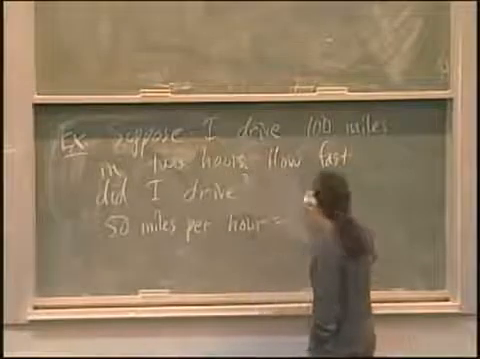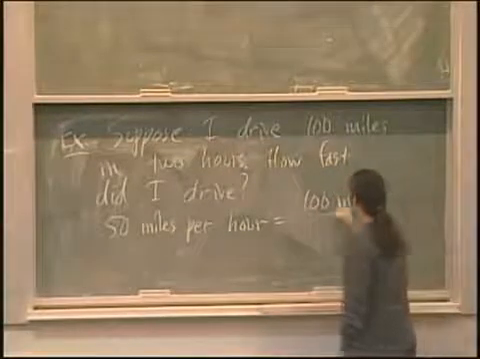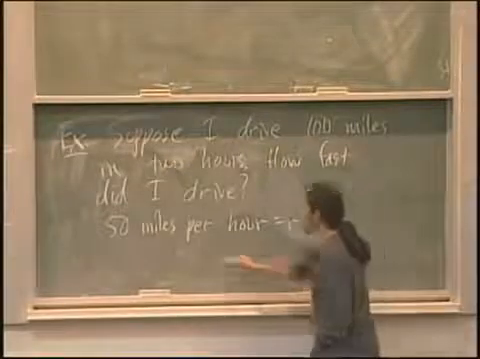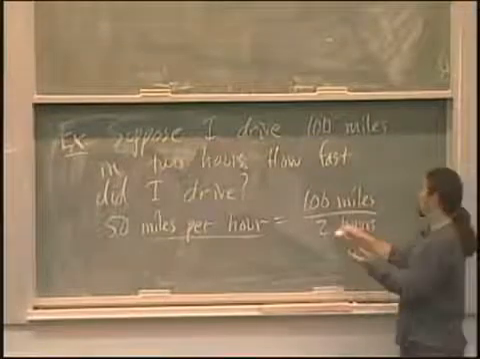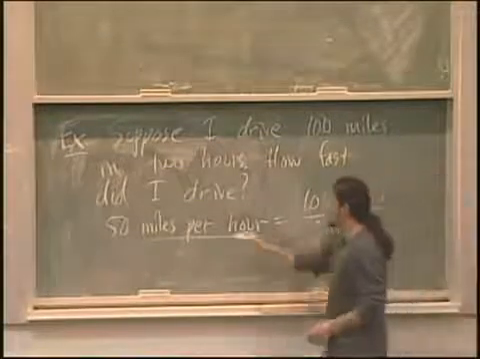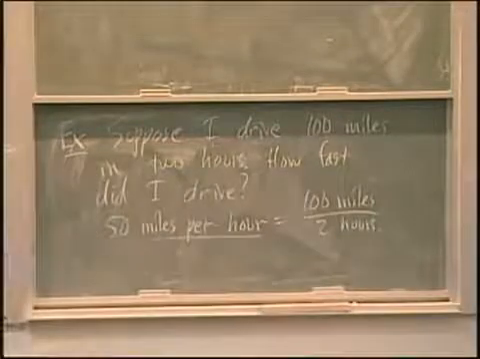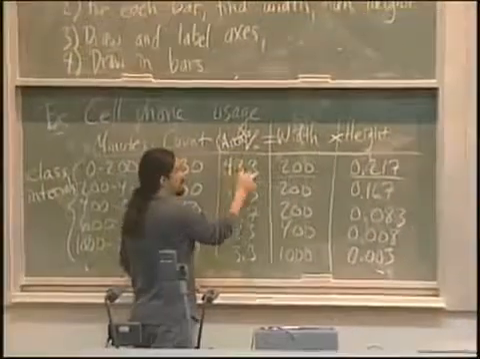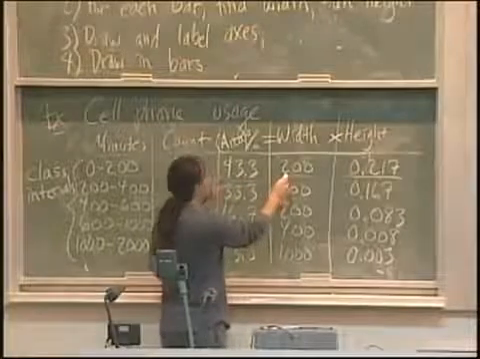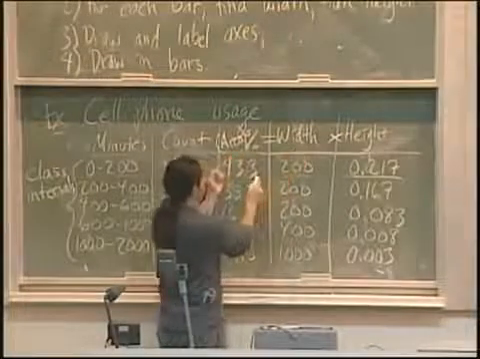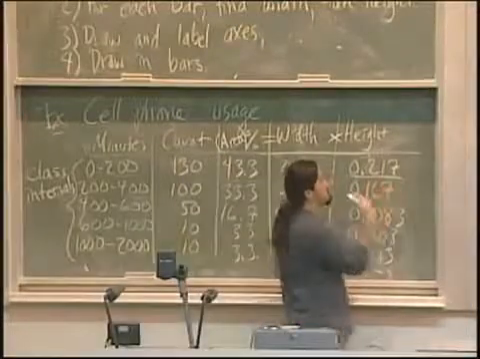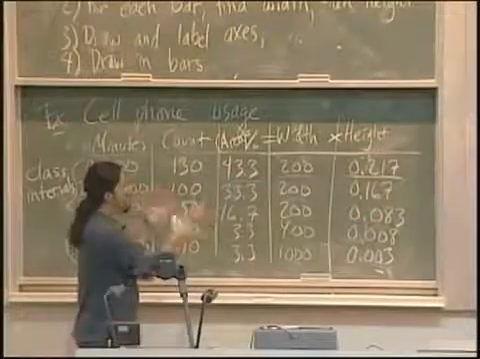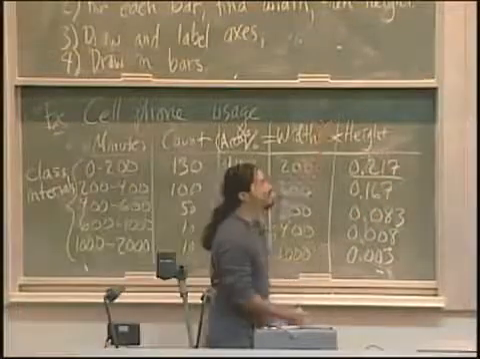And the way to get that is to take 100 miles divided by 2 hours. Okay, let's think about these units here, miles per hour. When you divide units like this, that's what happens, right? So when you divide 100 miles by 2 hours, your units end up being miles per hour. How did we get the height here? To get this 0.217, we divided an area in percentage terms by a width in terms of minutes. So we're dividing 43.3% by 200 minutes. So the height is 0.217% per minute. Okay? So the same basic idea gives us those units of percent per minute.